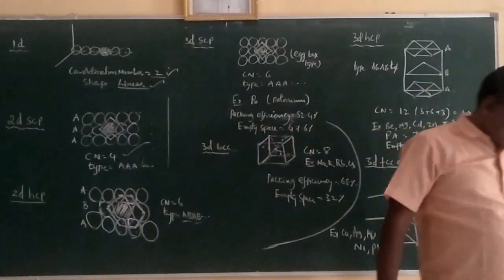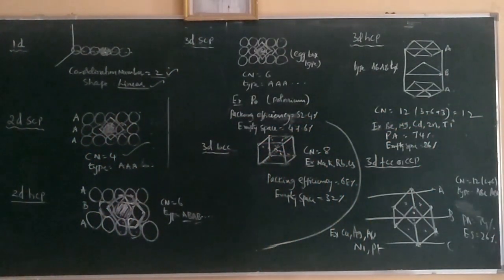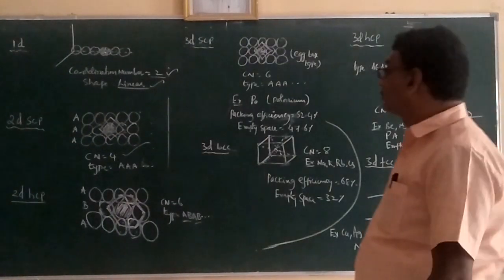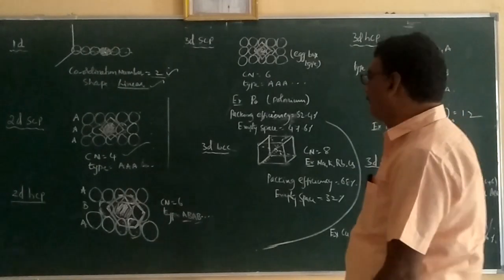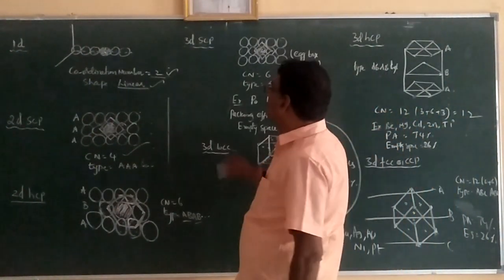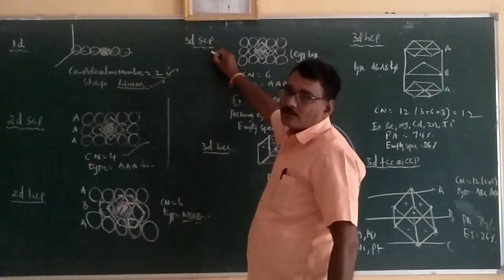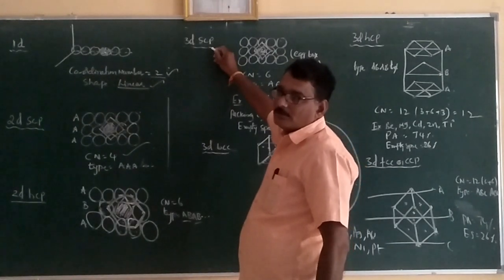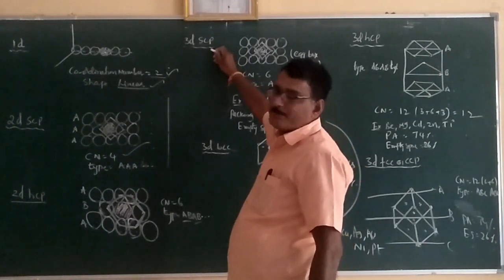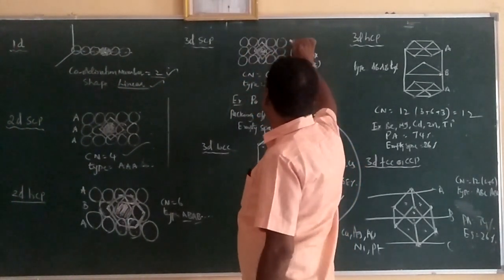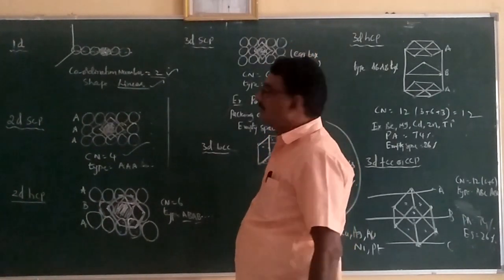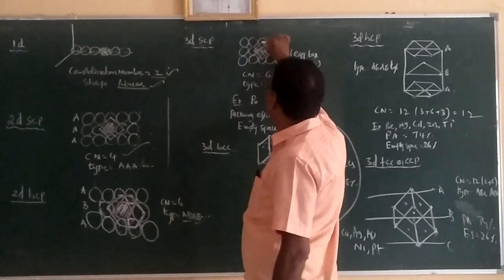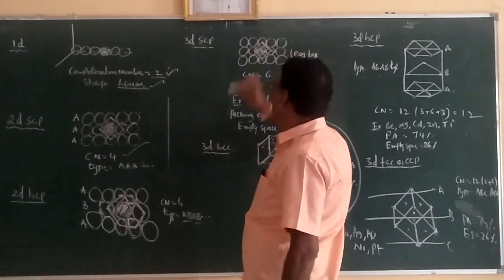But in the examination, the objective questions on three dimensions are very important. Now, very important is the three-dimensional square close packing, 3D SCP. Here I am taking a layer. In the middle layer, the coordination number is 4.